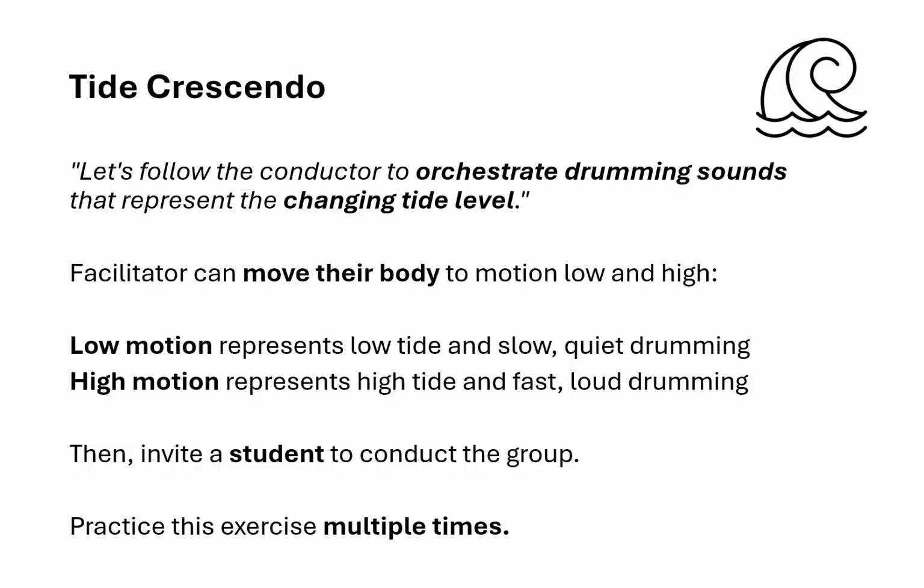Next, we'll work on the tide crescendo. Let's follow the conductor to orchestrate drumming sounds that represent the changing tide level. Facilitator can move their body to motion low and high. Low motion represents low tide and slow, quiet drumming. High motion represents high tide and fast, loud drumming. Then, invite a student to conduct the group. Practice this exercise multiple times.